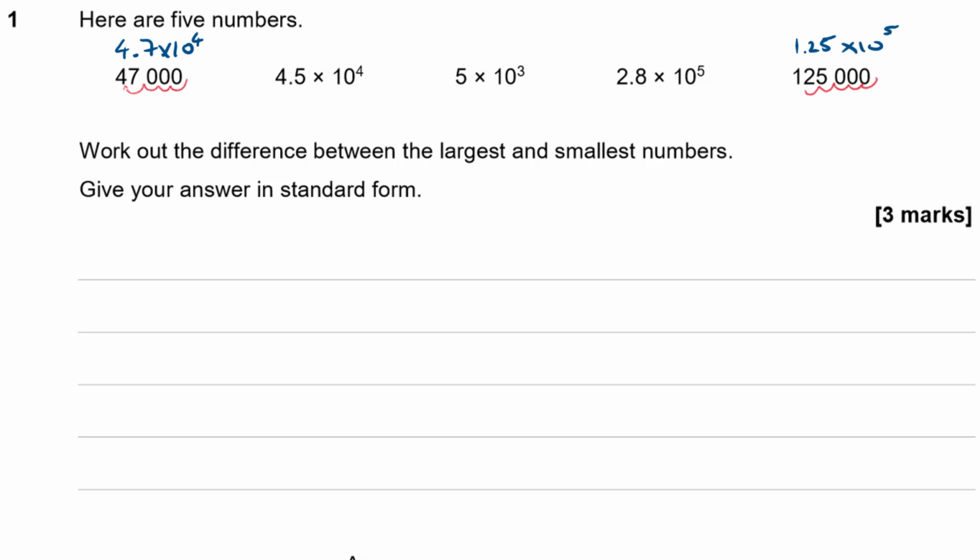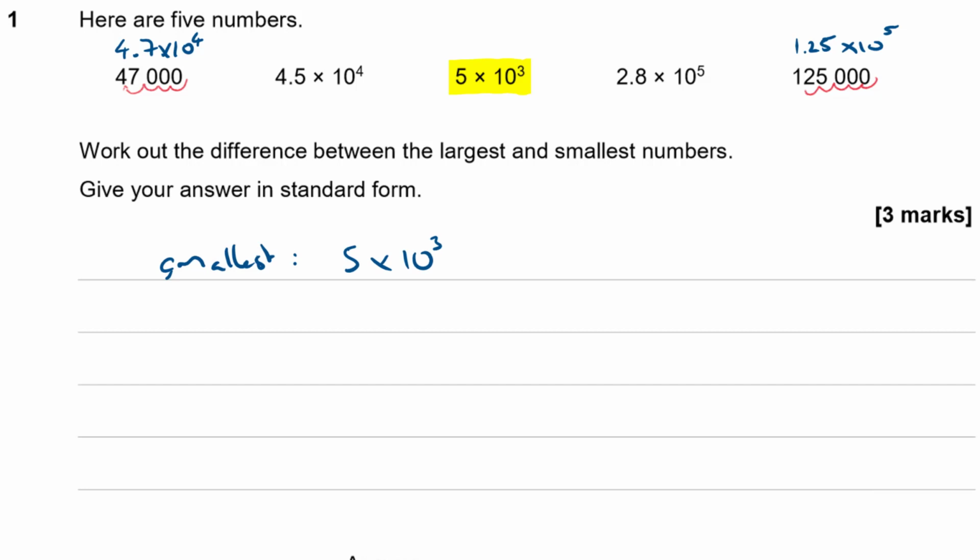Okay, so I've got 5 numbers now in standard form. Now to find the smallest and the largest, we need to look at the magnitude of the numbers. So the magnitude is given by this power of 10, 10 to the power of 3 or 4 or 5. So I'm going to pick the number with the smallest power of 10 as my smallest number, and that's this one here, isn't it? 5 times 10 to the 3. So that's going to be my smallest. So let's just write that down. Smallest is 5 times 10 to the 3.